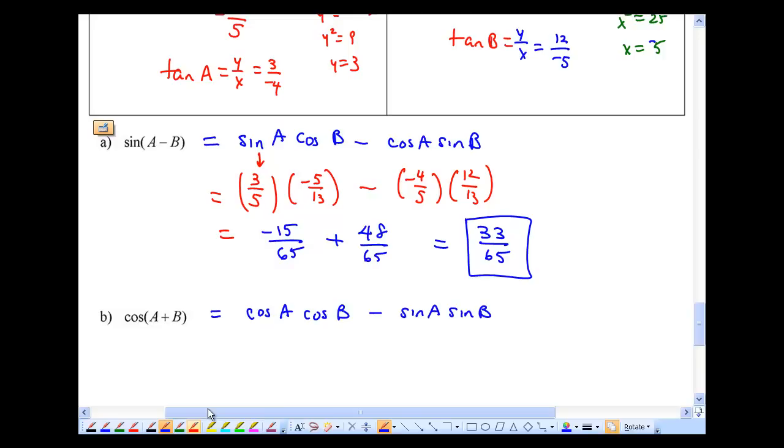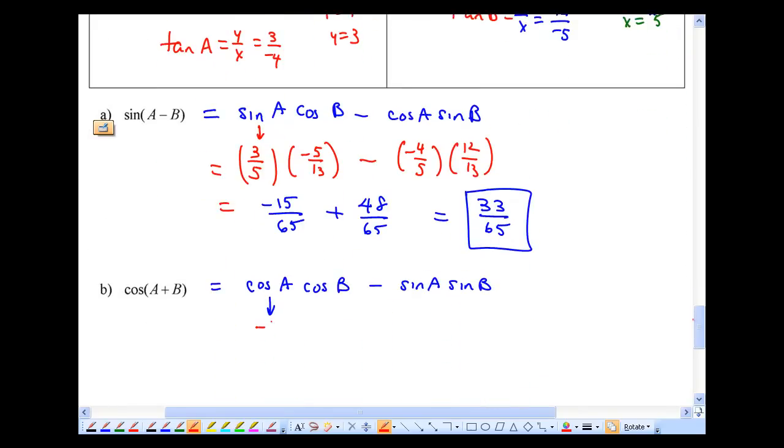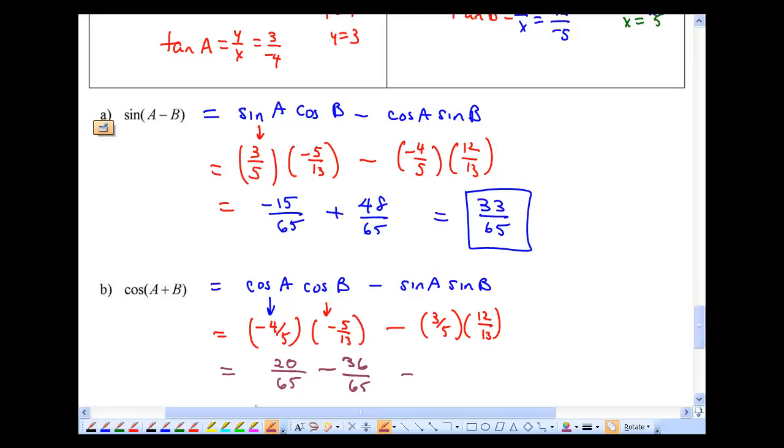Evaluate. Cos A. What was cos A? Oh yeah, negative 4/5. Cos B. I believe that was negative 5/13. Minus sine A, which I believe was 3/5. Sine B, which was 12/13. Negative 4 times negative 5 is 20, so 20/65. Minus 3 times 12 is 36/65. Probably negative 16/65. Yeah. Okay.